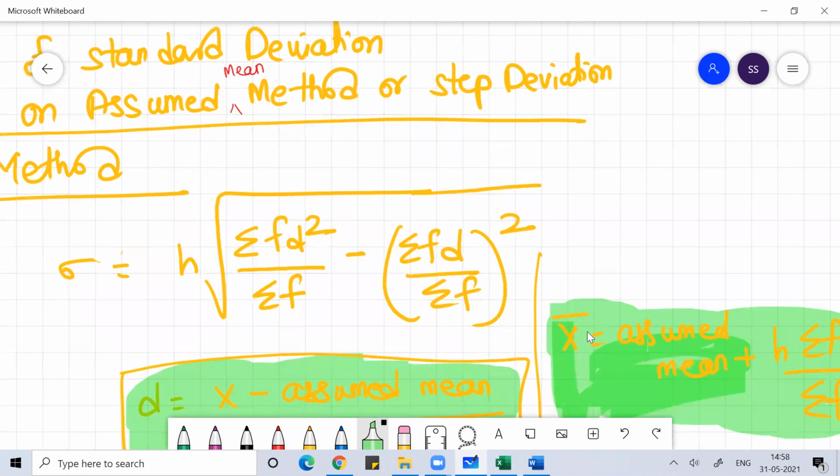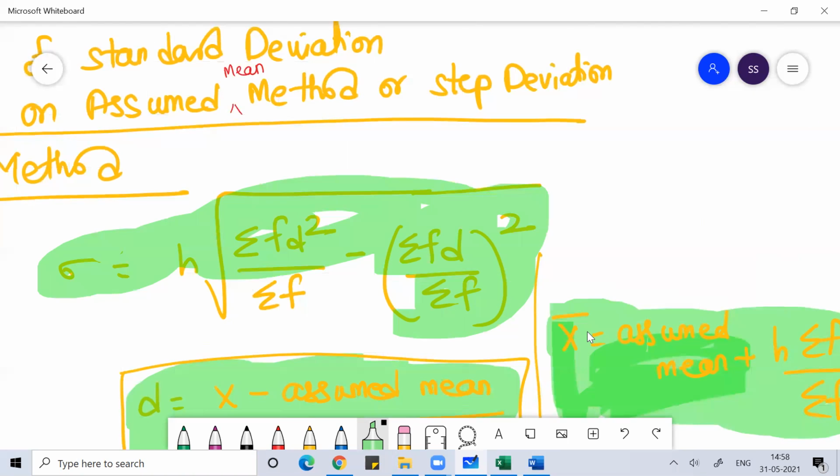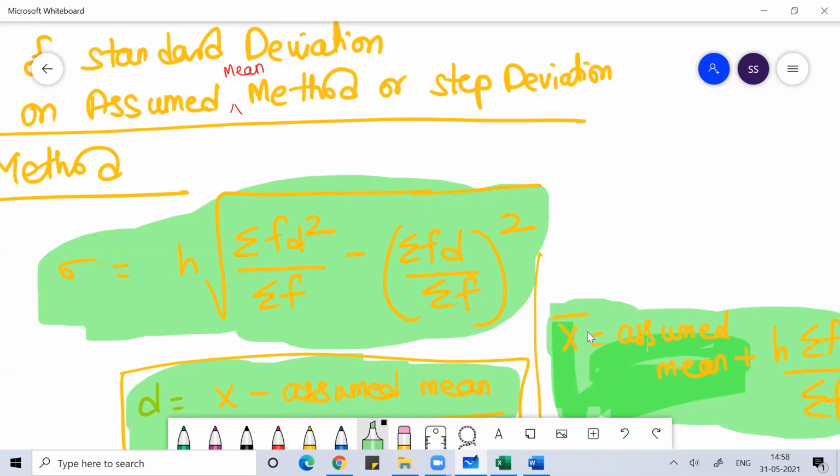And if you want to calculate the standard deviation, this would be the formula. With this formula, you can solve it. Anyone, any doubt?